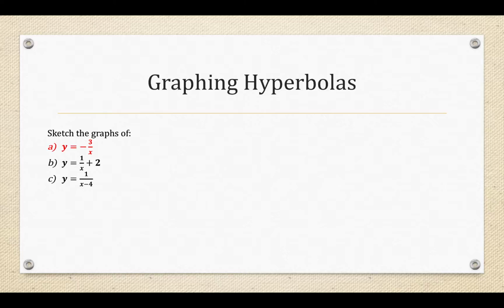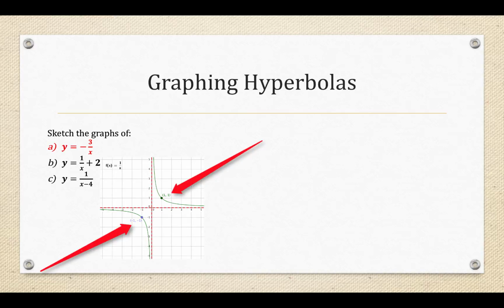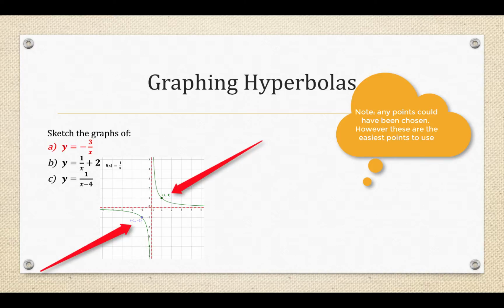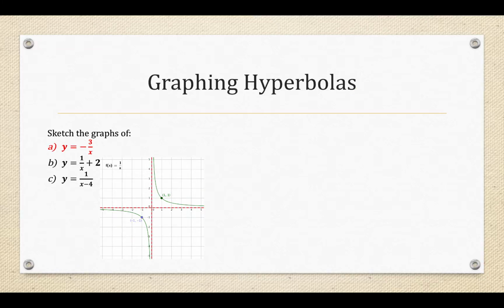Now our first question is sketch the graph of y equals -3 over x. So we are going to be manipulating that very basic hyperbola. Now what you'll notice here, I've taken the hyperbola 1 over x and I've put 2 points on there. So I've put 1, 1 and 1, -1. The reason that I've put those there is so that we can see how this change affects the graph.